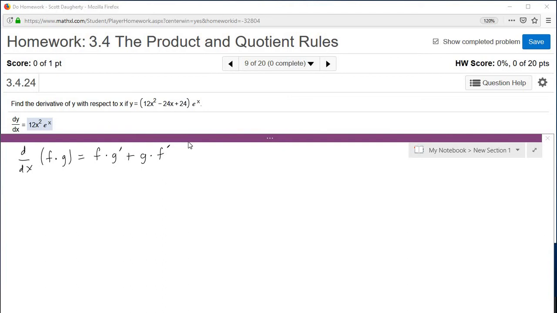And so the product rule says that if you take the derivative of f times g, a function times another one, then it's the first function, which is f, times the derivative of the second function, g prime, plus the second function, which is g, times the derivative of the first function, which is f prime. Okay, so let's find the derivative using the product rule.